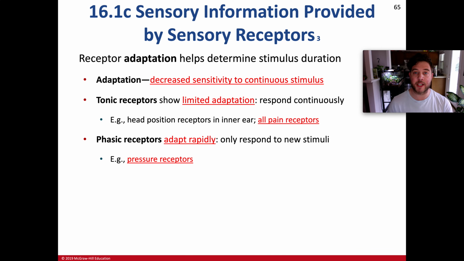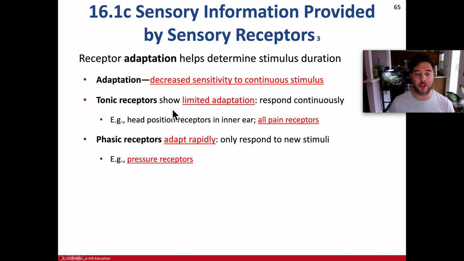Adaptation, so receptor adaptation. This goes along with the fact that we don't detect every bit of every stimulus that can be perceived. Receptor adaptation helps to determine duration. I always go immediately to clothes. After a while you put your clothes on, but then you stop realizing that you're wearing them. Your skin receptors become adapted to that stimulus. So adaptation is decreased sensitivity to continuous stimuli.